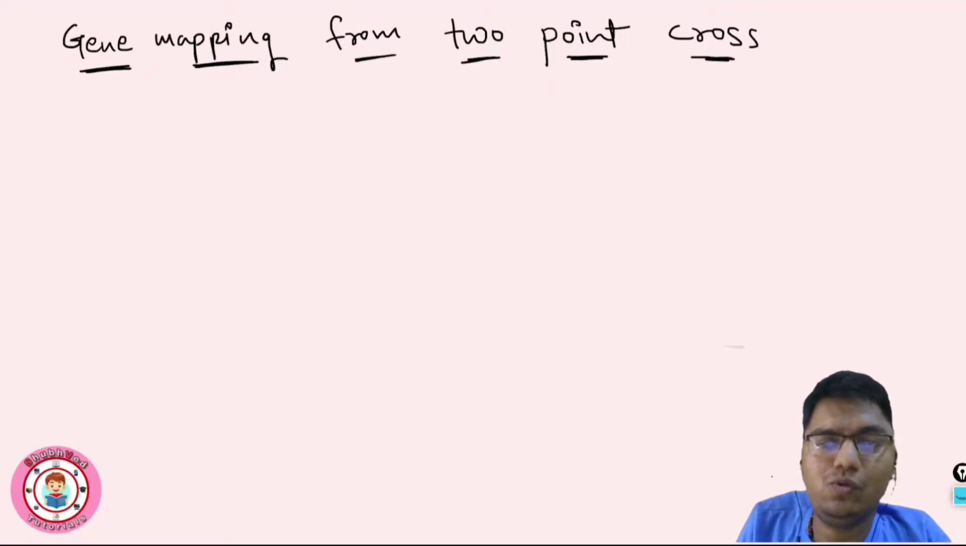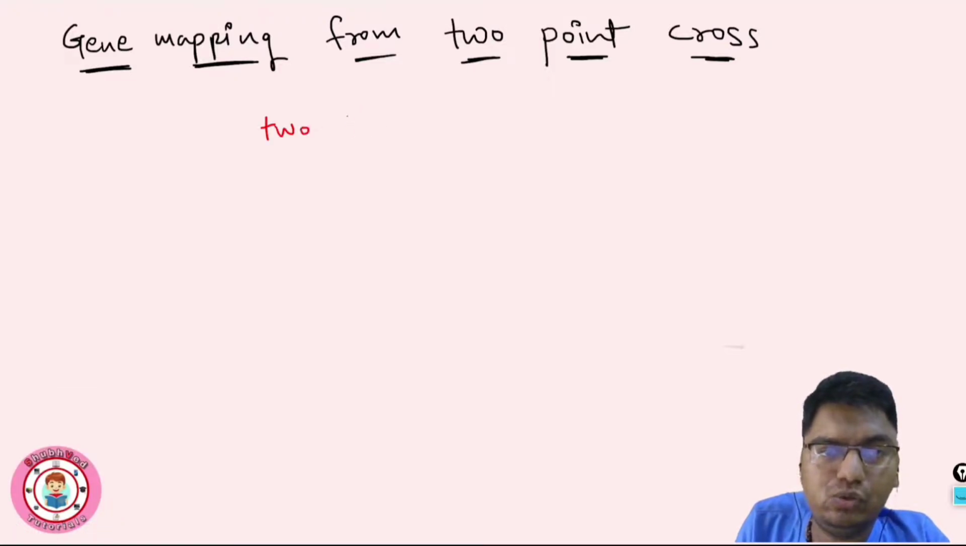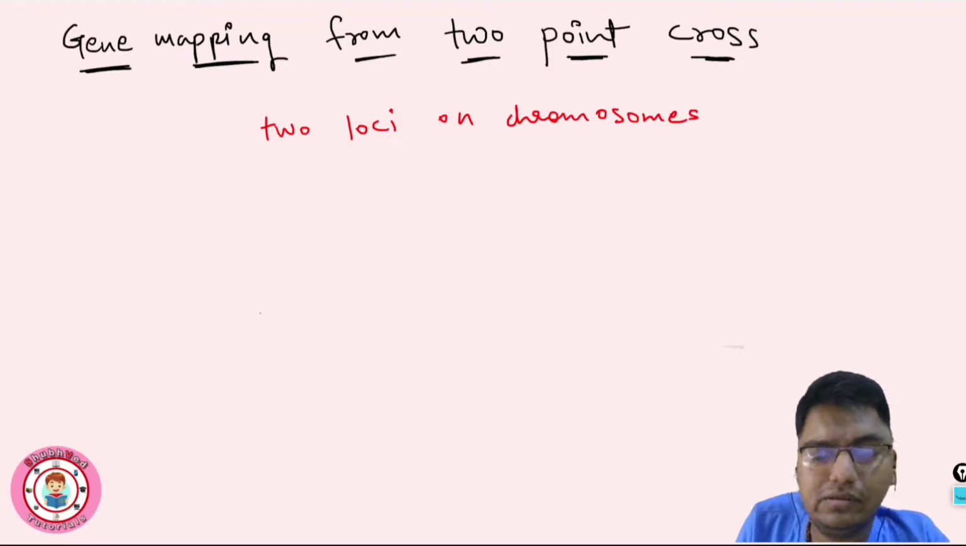So basically, what is 2-point cross? 2-point cross is the cross between two loci on chromosomes. So what is loci? Loci means positions. Okay, loci means positions. Suppose we take here.